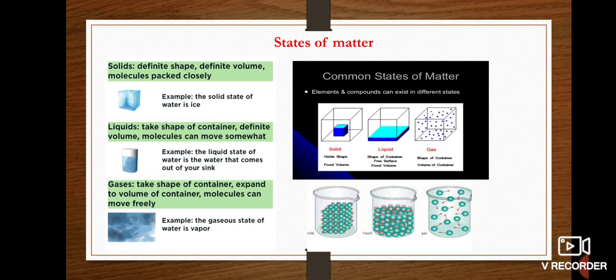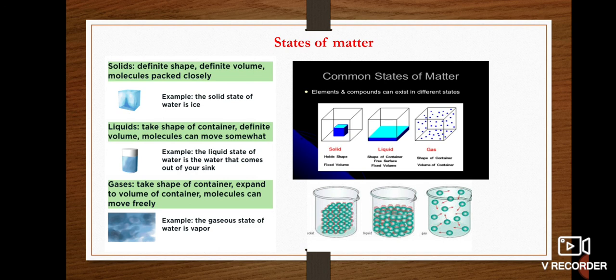The molecules in liquids are less closely packed than solids. They have a weak force of attraction between them. So the molecules can move freely but cannot leave the liquid surface. Therefore, liquids have definite volume but no definite shape. They can flow easily and take the shape of the container in which they are kept. So they are also called fluids. Water, milk, and orange juice are some examples of liquids.